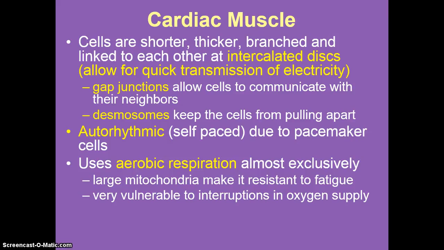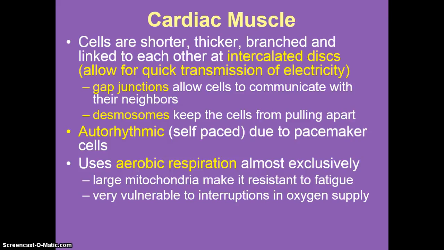And if you look at those discs, you'll find that they're covered in gap junctions, which allows for the quick transmission of ions, electricity, through the heart. Also, you would find a lot of desmosomes because you wouldn't want the heart falling apart.